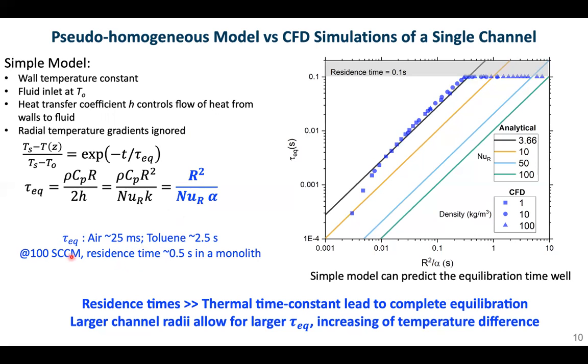However, at 100 milliliters per minute flow in the monolith, the residence time is in the order of 0.5 seconds. And therefore, at these large residence times compared to the thermal time constant, the gas and the solid temperatures equilibrate with each other. This also tells us there's an opportunity to tune the equilibrium time constant using the channel size as it scales quadratically with the radius of the channels.